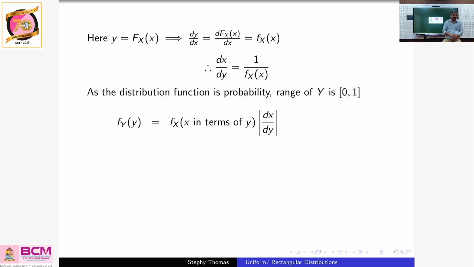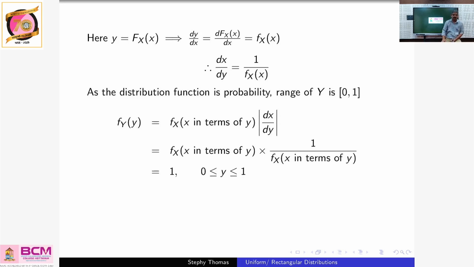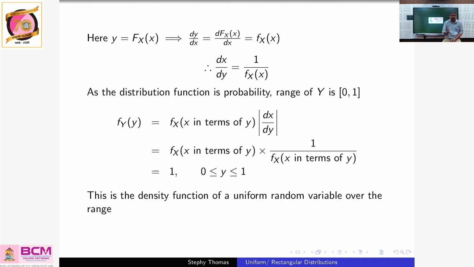And by the Jacobian transformation, we know that f_Y of y is equal to f_X of x in terms of y, into 1 by the absolute value of dx by dy. So that is equal to f_X of x in terms of y divided by f_X of x in terms of y, because the derivative is already equal to f_X of x, and both these quantities will vanish, and it is 1 within the range 0 to 1. That is nothing other than the density function of a uniform random variable over the range 0 to 1, which is called the standard uniform distribution.